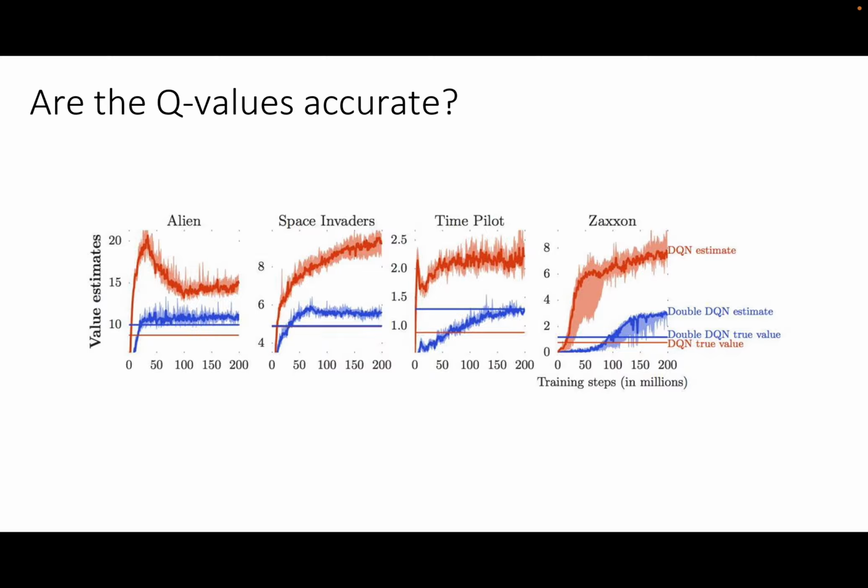But in a simple environment, you can see that this orange noisy line is the DQN estimate, and the orange solid line is the DQN true value. So you can see that there's a huge gap, right? The actual ground truth true value and the estimates are very different. You can see this one as well, very different. So unfortunately, Q values often are not very accurate.